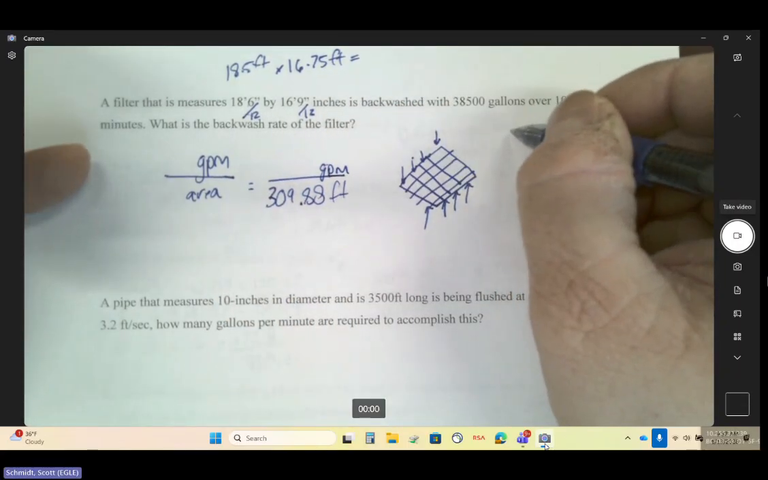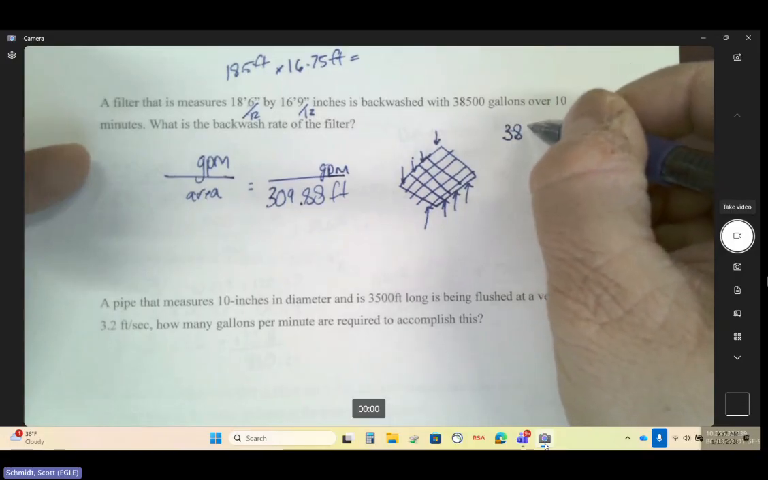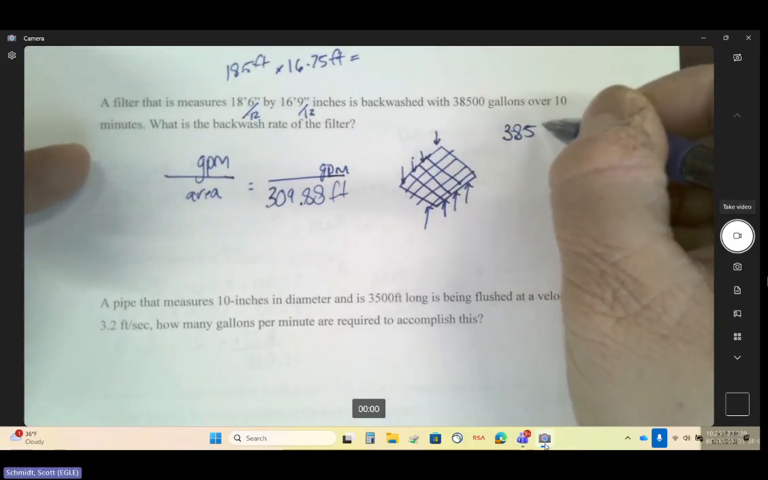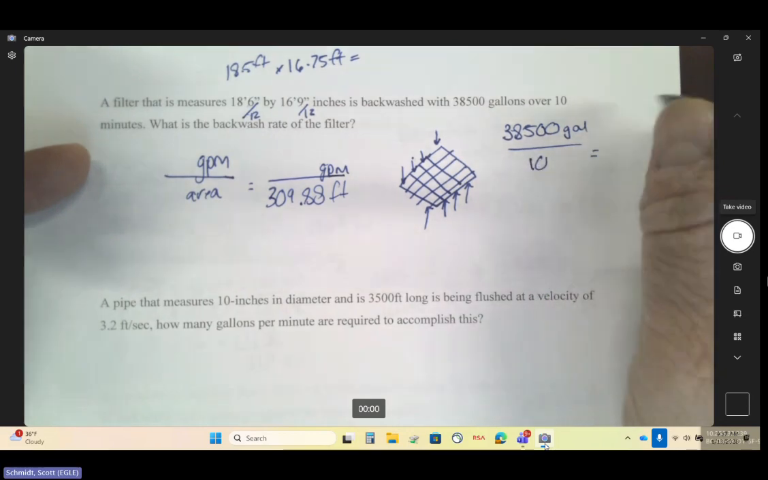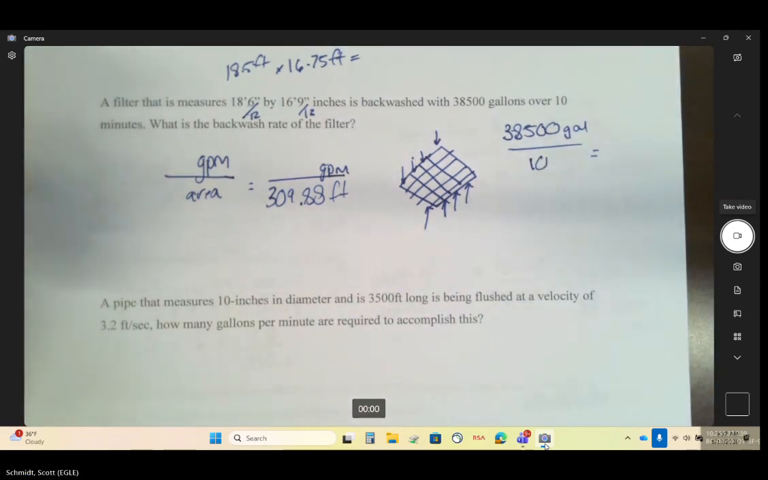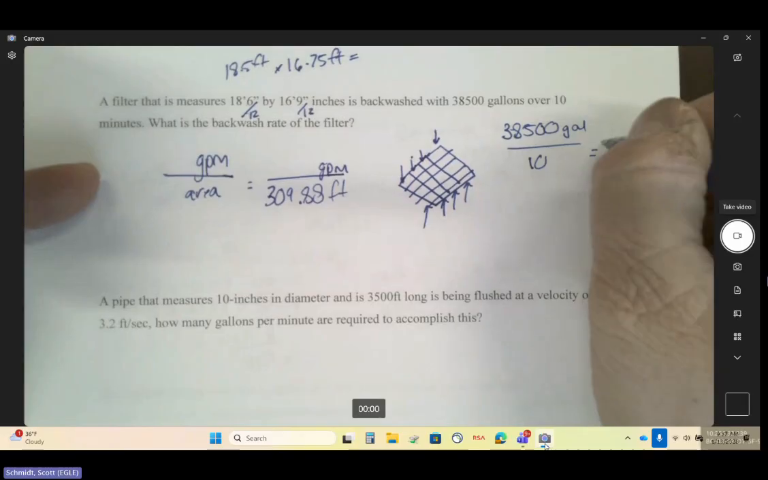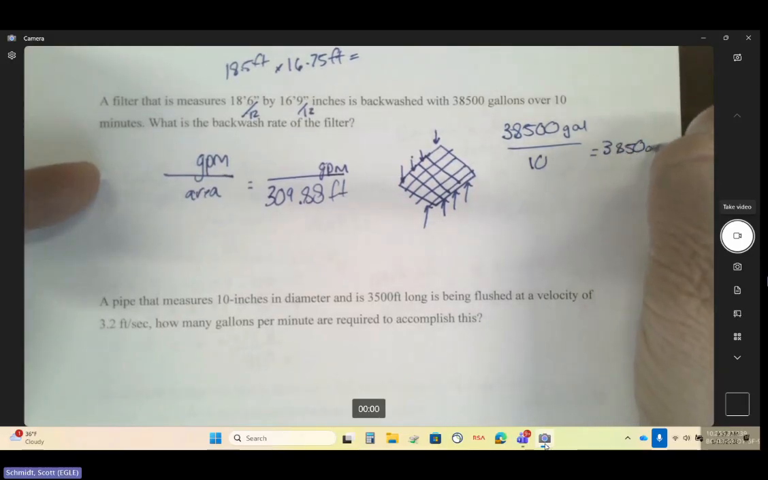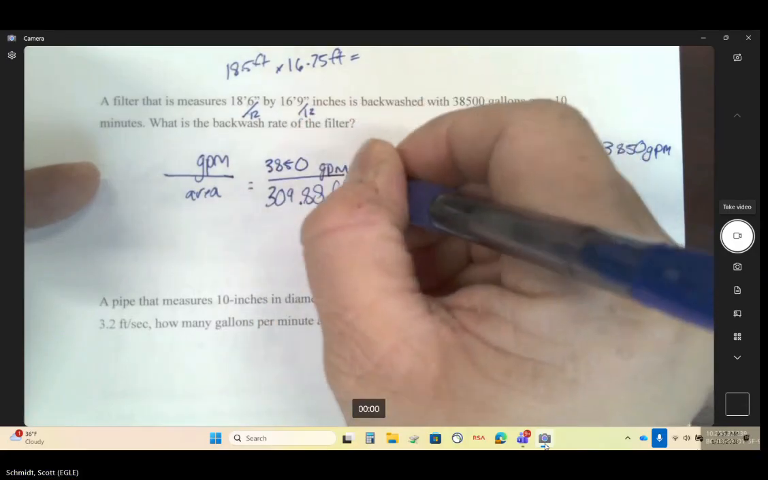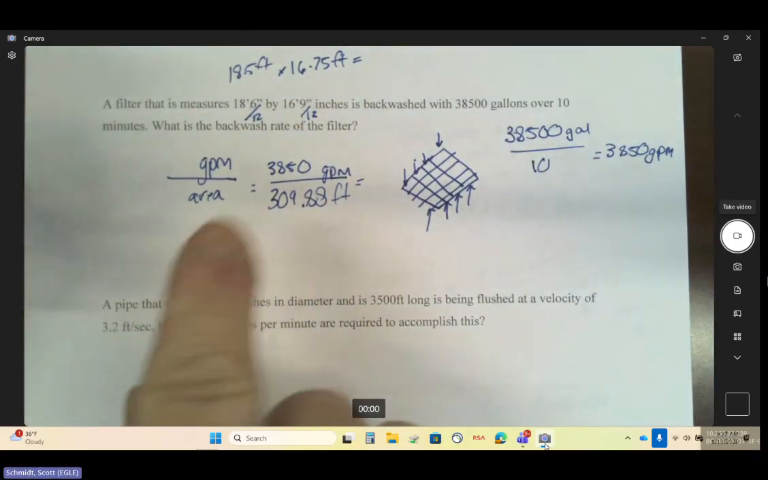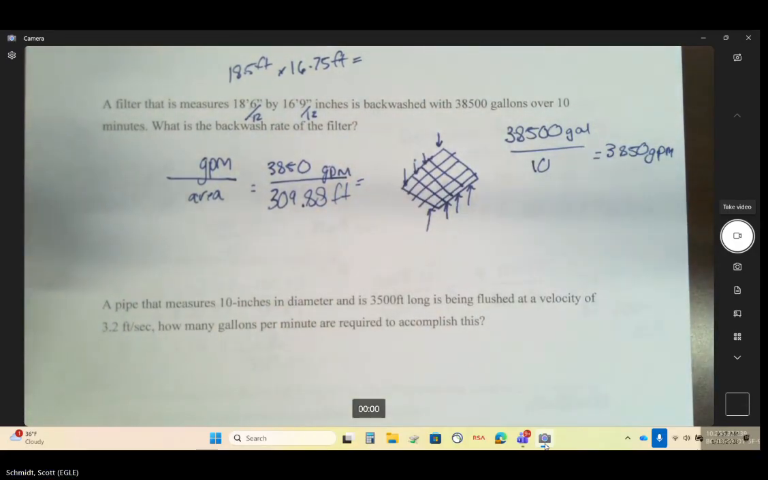Well, I need to know my gallons per minute. Well, I know my gallons and I know my minutes. So 38,500 gallons divided by 10 minutes is going to give me 3,850 gallons per minute. This is going to be 3,850 here. And this will give you your backwash rate. So you just divide the two now.